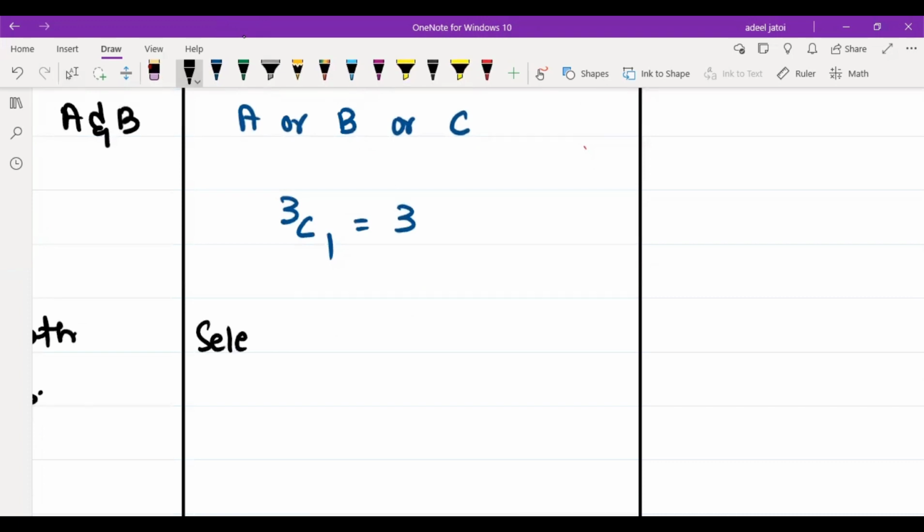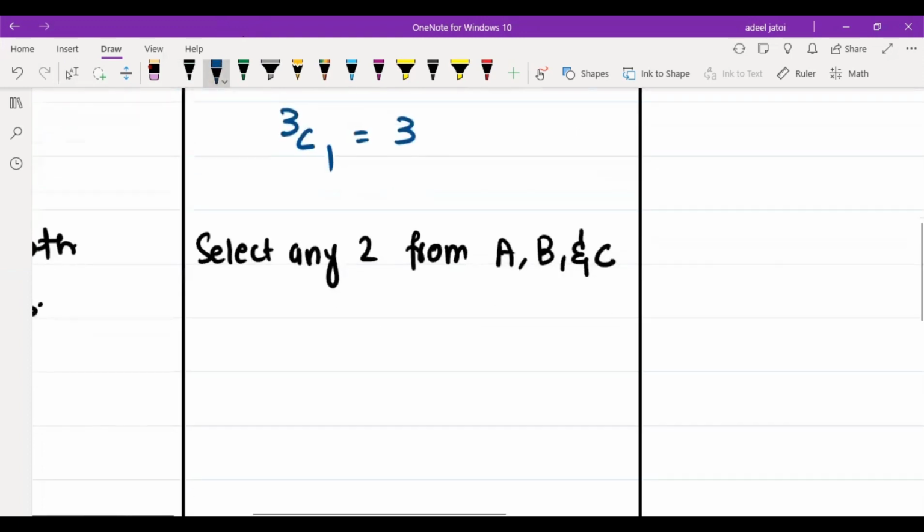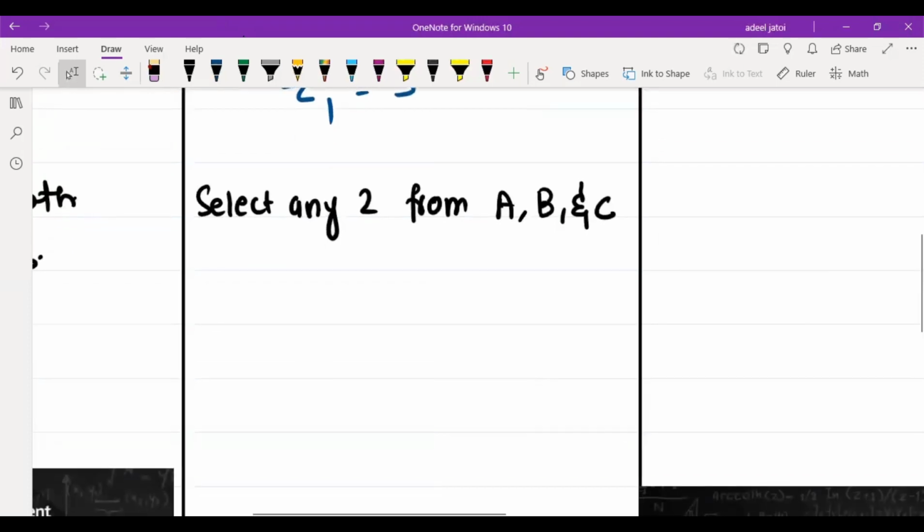Select any two from A, B, and C. Now, at this point, your confusions might get clear. If you are having any confusion about selection, it might be cleared. How many letters do we have? We have three letters. And out of those three letters, I need to select only two letters. The question did not say anything regarding the arrangement. The question says just select.